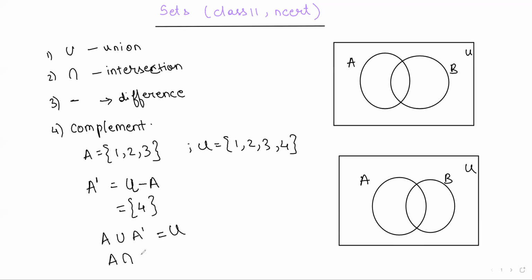And if you take the intersection of A and A complement, you'll always get phi, a null set, because there would be nothing common between A and its complement, or A set and its complement.